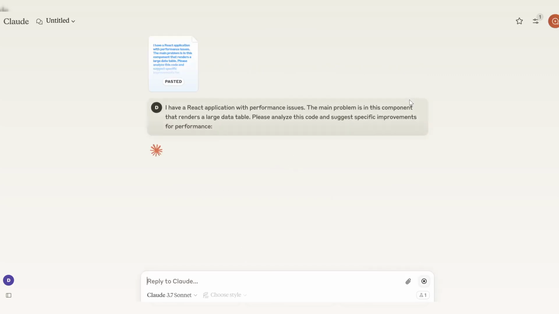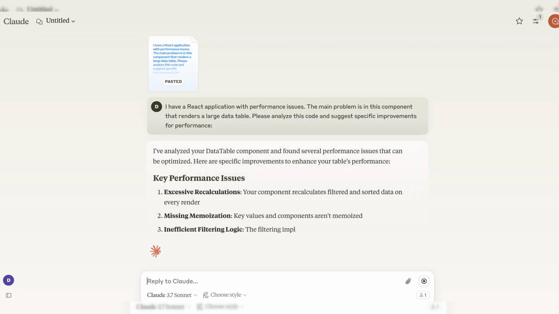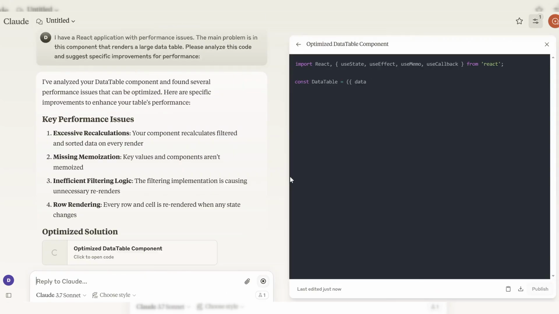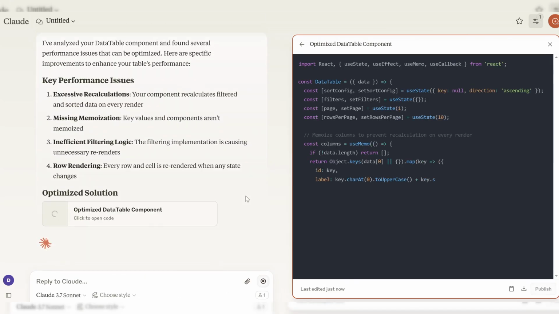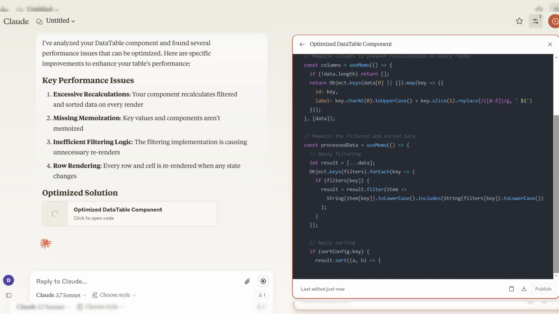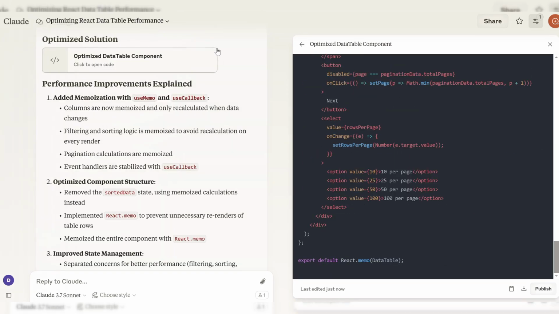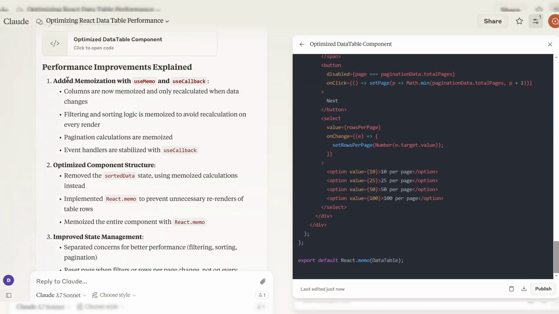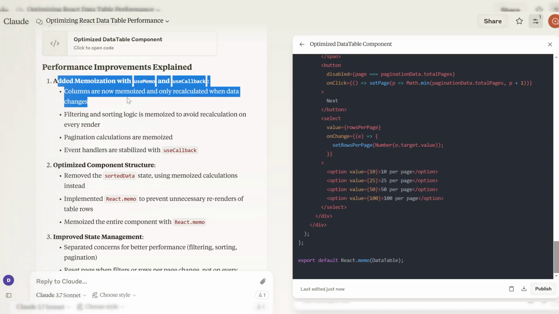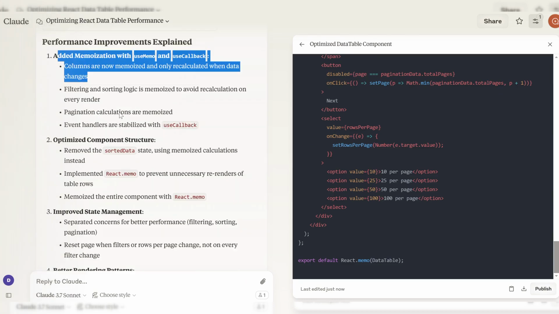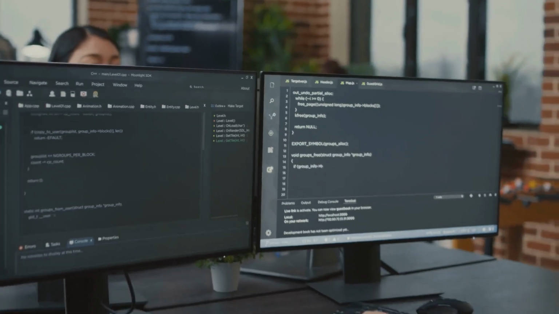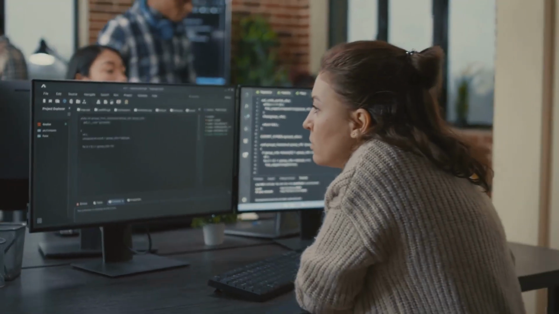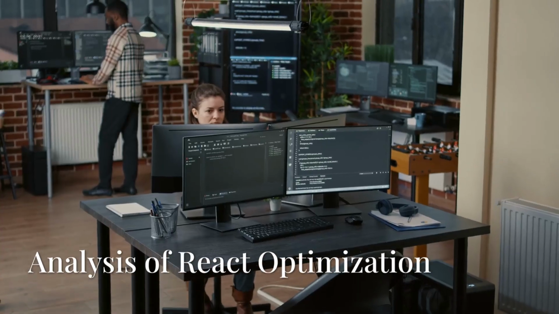I'm giving Claude this data table component that's suffering from render performance issues. Look at how quickly it identifies the key problems: unnecessary re-renders, inefficient data processing, missing memoization. But the real magic is what comes next. Claude didn't just spot the issues. It rewrote the component with proper React optimization patterns like useMemo, useCallback, and virtualization. It even suggested architectural changes like moving filtering logic to a custom hook.